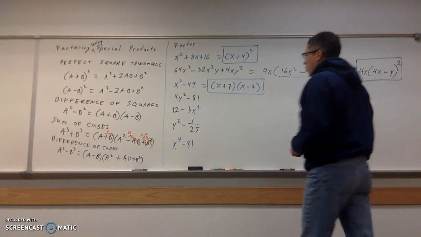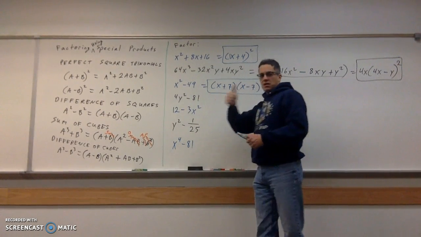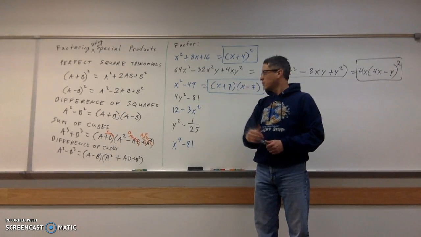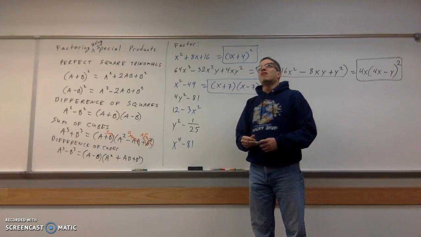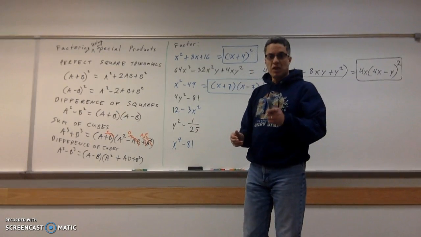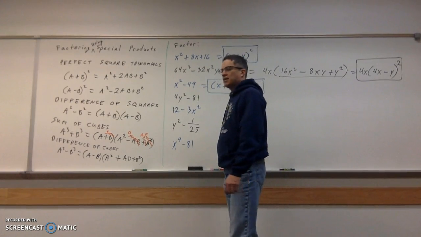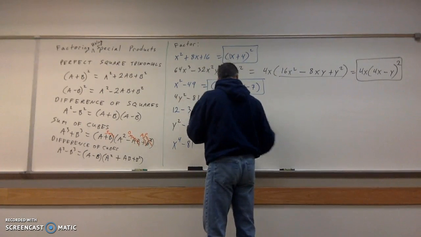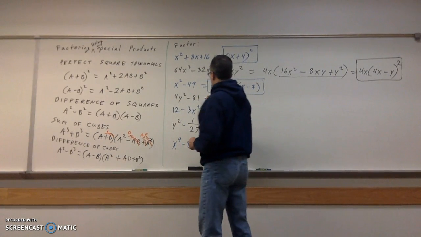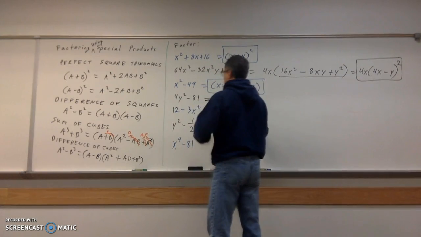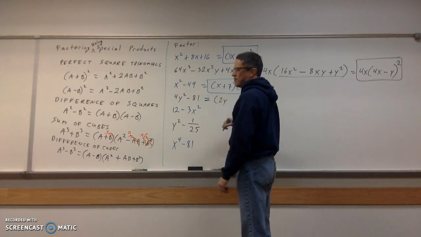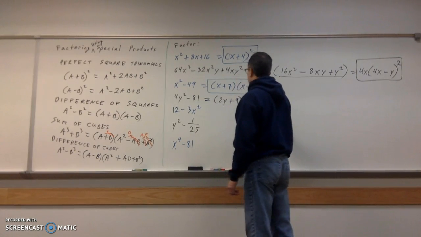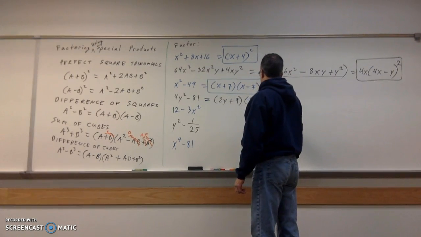Let's look at the next one. 4y squared minus 81. Greatest common factor? It's not there, right? 4 is even, 81's odd. I don't have any greatest common factor, but I do have the difference of squares, right? The square root of 4y squared is 2y. Square root of 81 is 9. So it's going to be 2y plus 9 and 2y minus 9.